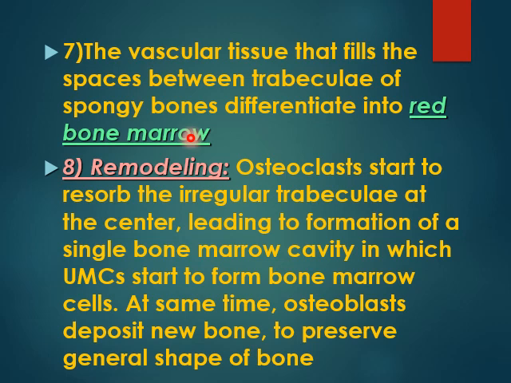I want compact bone, so remodeling will start. What's the meaning of remodeling? I'm having multiple bone marrow cavities and irregular bone trabeculae. This is spongy bone. With remodeling, I'm going to change the spongy bone into compact bone. How? The osteoclasts start to resorb the irregular bone trabeculae, forming a single bone marrow cavity. And I'm going to start arranging the osteoblasts in order to form the Haversian system, and form the compact bone.